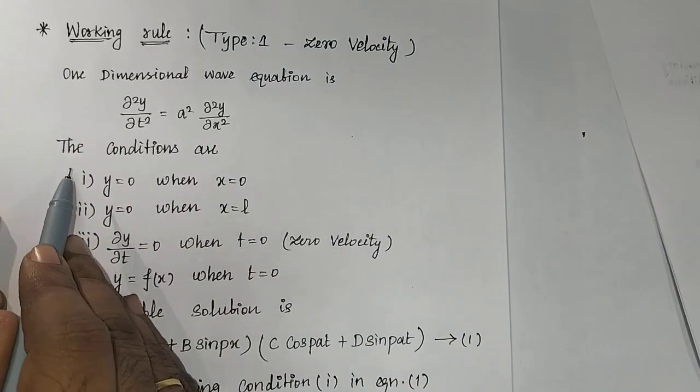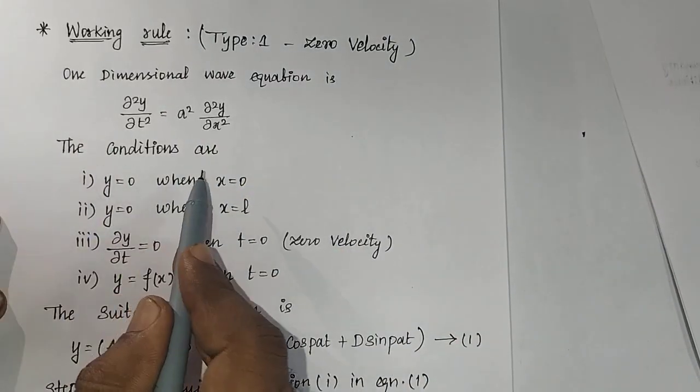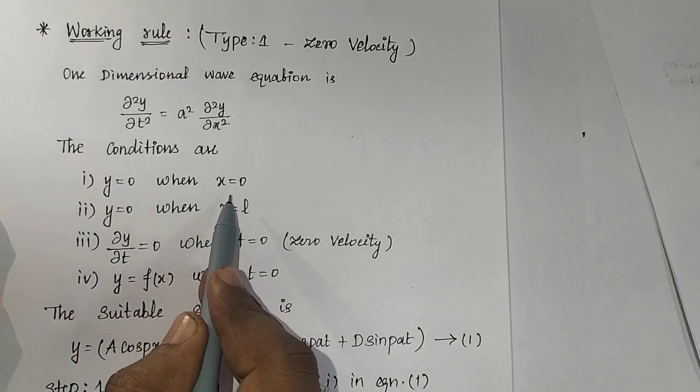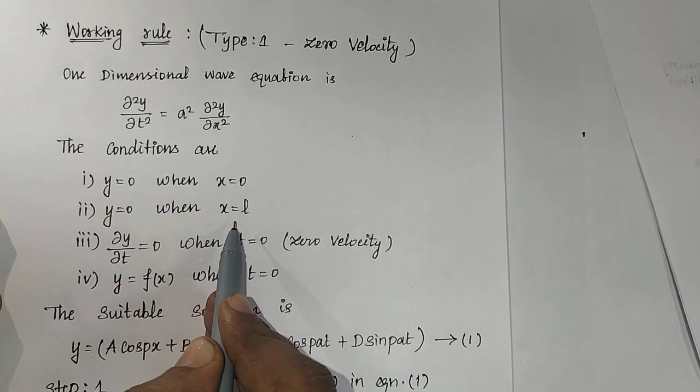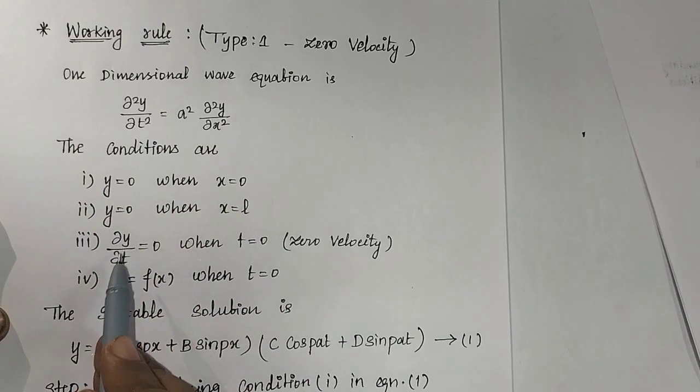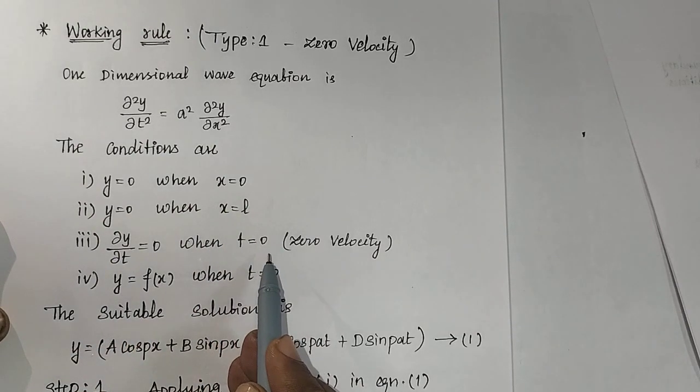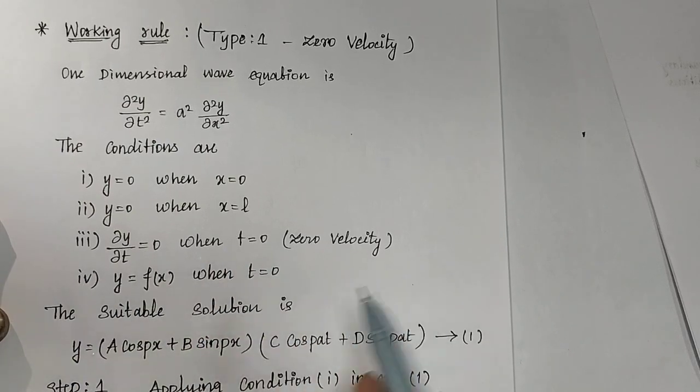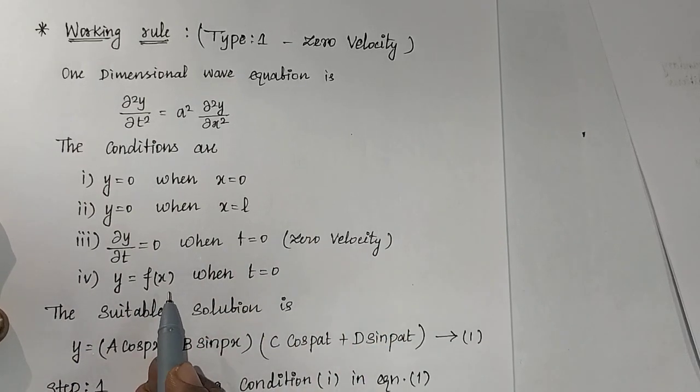Okay. Then after that we have to write the conditions. So y = 0 when x = 0, y = 0 when x = L. Here I have taken x = L, not 2L. Okay. ∂y/∂t = 0 when t = 0. This third condition represents zero velocity. And y = f(x) when t = 0. This one depends upon your problem. We can change this f(x) value.